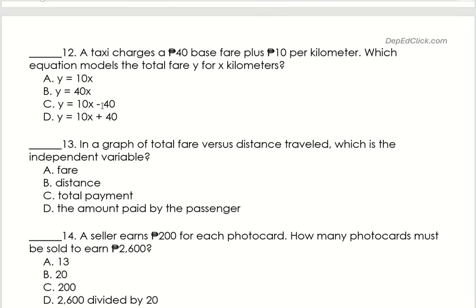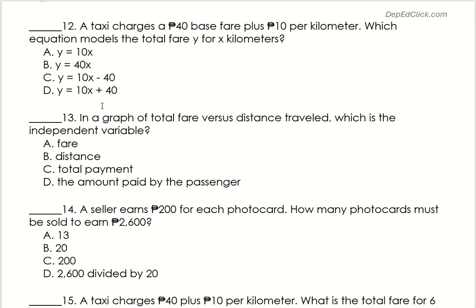Okay, next, number 12. A taxi charges a 40 pesos base fare plus 10 pesos per kilometer. Which equation models the total fare y for x kilometers? So here, a base fare, so your constant will be 40. 10 pesos per kilometer, so this will be 10x. Letter D. y is equal to 10x plus 40.